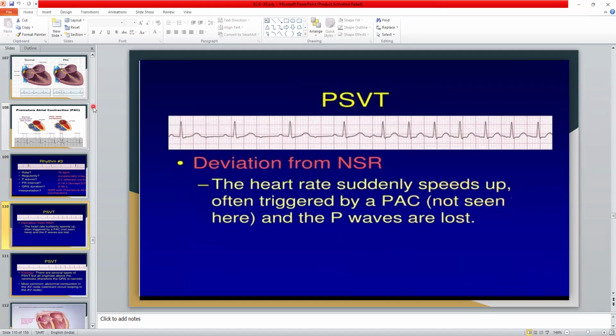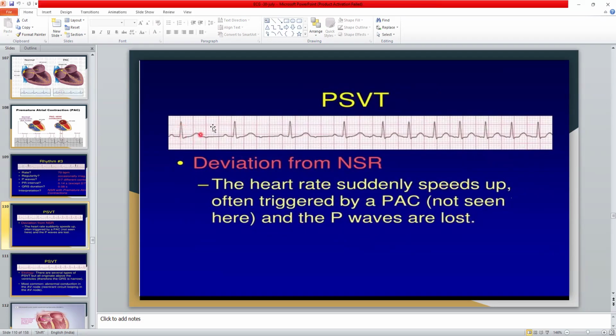Now let us know about the paroxysmal supraventricular tachycardia. This is also an arrhythmia deviated from the normal sinus rhythm. Here, the heart rate suddenly speeds up, often triggered by a premature atrial contraction. Here, I am not showing the premature atrial contraction, and the P waves are lost.